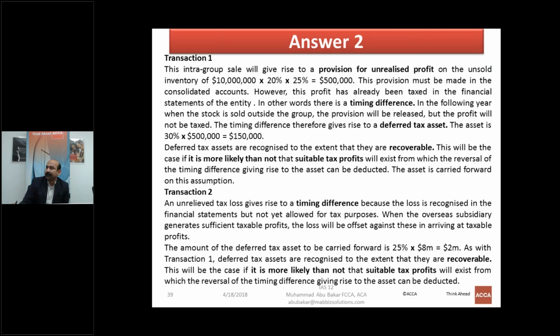Now, on transaction number 2, an unrelieved tax loss gives rise to a timing difference because the loss is recognized in the financial statement but not yet allowed for tax purpose. When the overseas subsidiary generates sufficient taxable profits, the loss will be offset against these in arriving at taxable profits. And this will create a deferred tax asset of 2 million. As in the case of transaction 1, we have seen that certain criteria should be met before that deferred tax asset could be recognized.